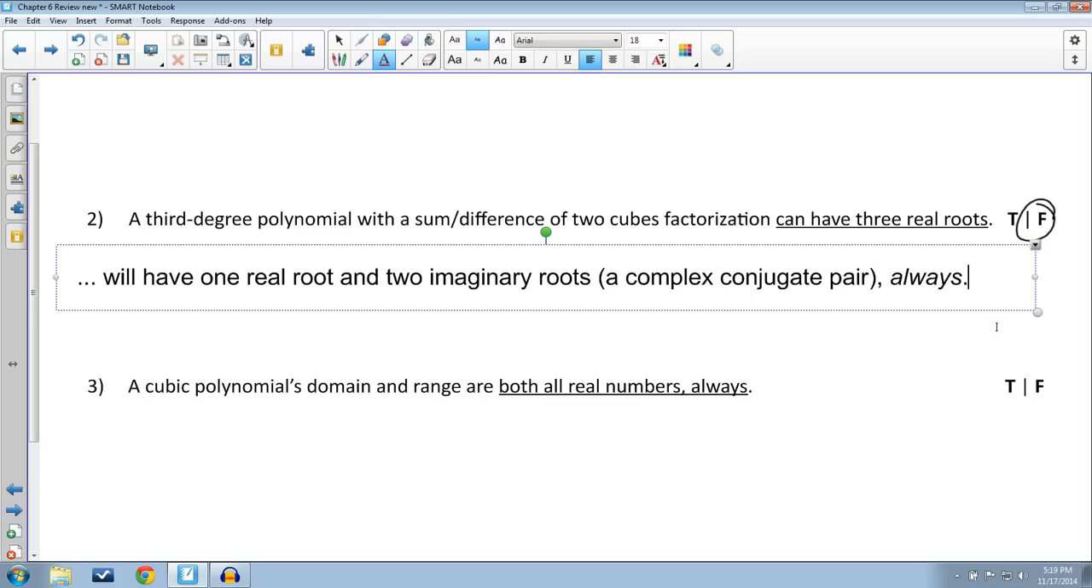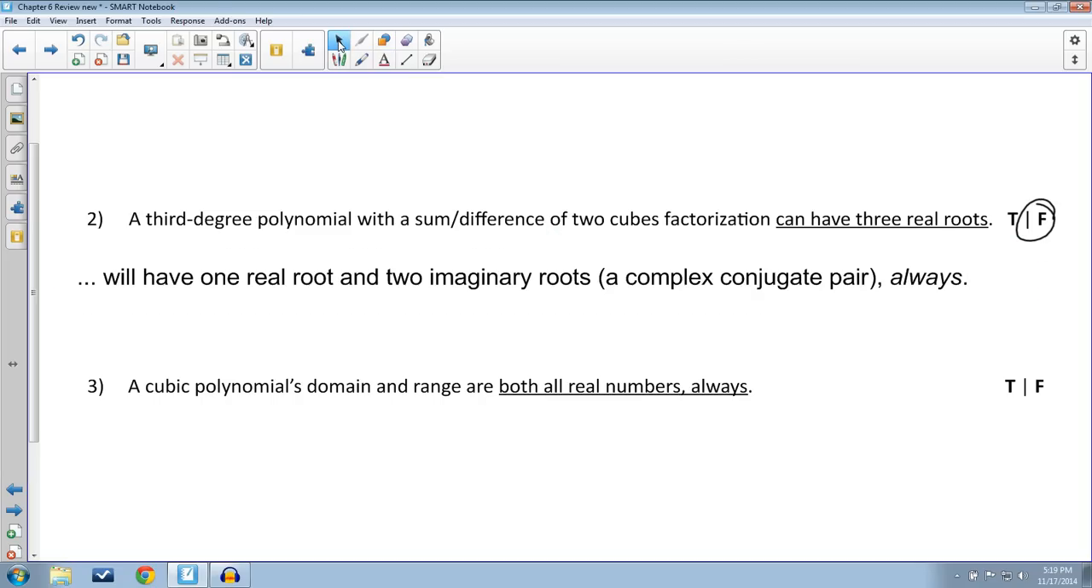Always. So you might have noticed that, remember, this is replacing this part here. To make it true, it would say this. A third-degree polynomial with sum or difference of 2 cubes factorization will have 1 real root, 2 imaginary roots, always. Complex conjugate pair, remember, it'll always come in that plus or minus 2i, or whatever form. It'll always be plus or minus for that.